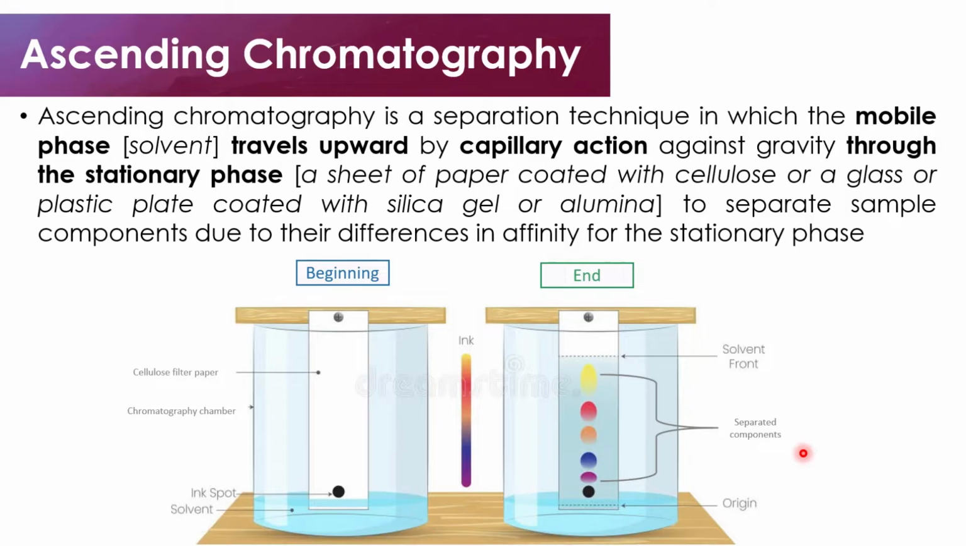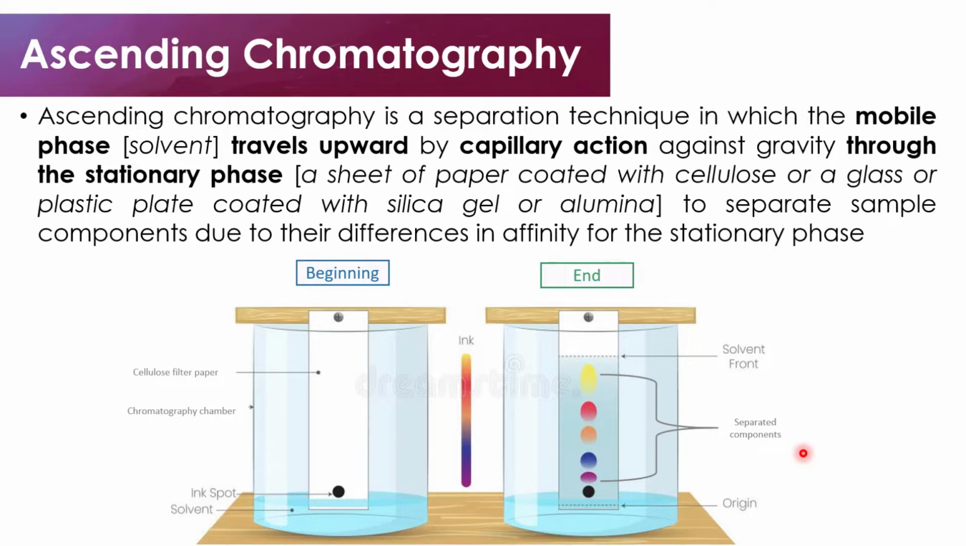Ascending chromatography is a separation technique in which the mobile phase, which is the solvent, travels upward by capillary action against gravity through the stationary phase to separate sample components due to their differences in affinity for the stationary phase. One thing we have to note is that in paper chromatography, a sheet of paper coated with cellulose is used as the stationary phase, and in thin layer chromatography, a glass or a plastic plate coated with silica gel or alumina is used as the stationary phase.